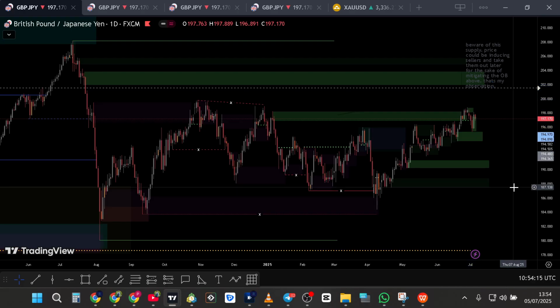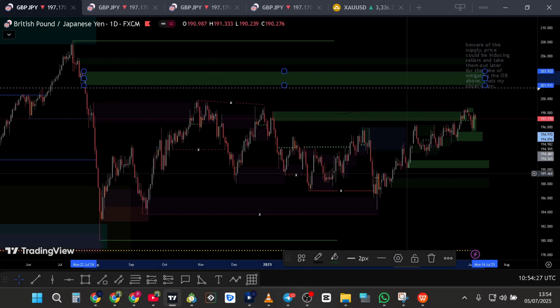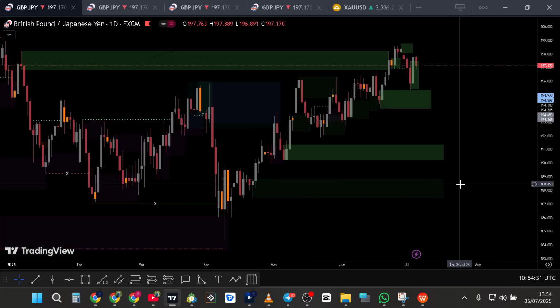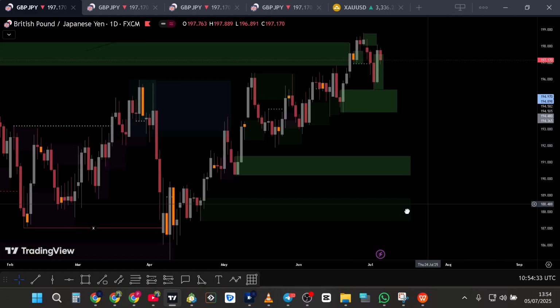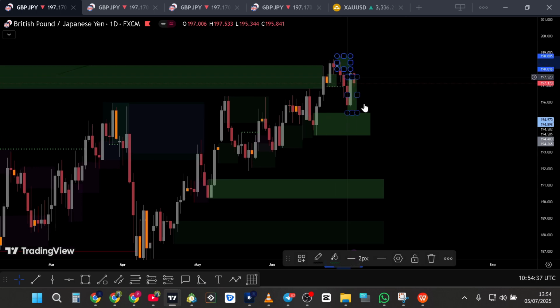But what is an assurity for me, my overall bias is just I'm expecting for price to come to here to this supply. So I don't know about you guys, but that's where I'm expecting price to come to. What is now confusing is we've had this change of character here and price has returned to the supply, and right now it's reacting to this demand.